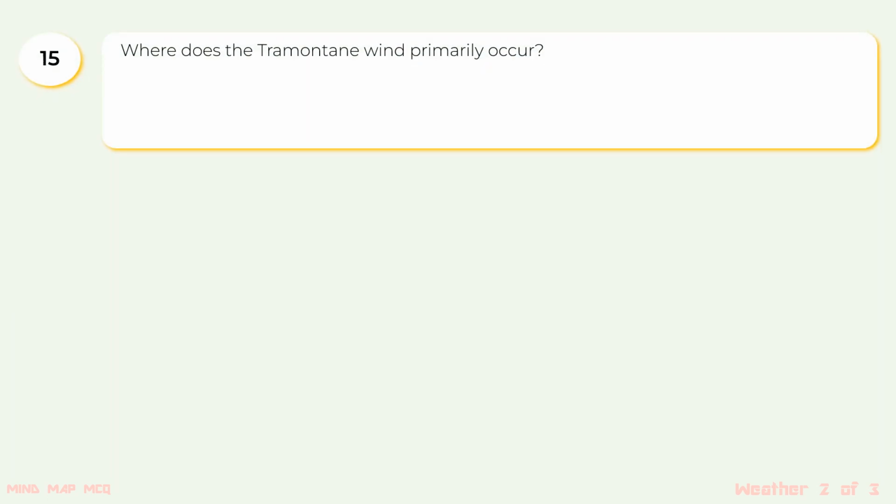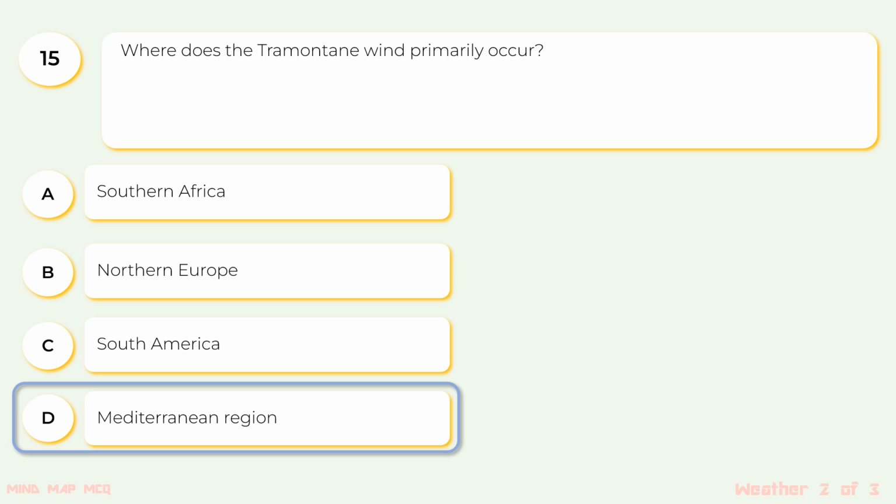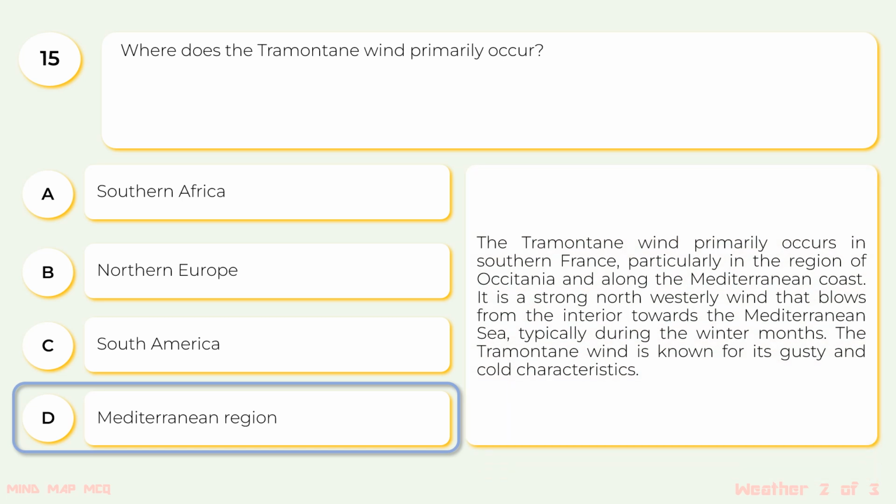15. Where does the Tramontane wind primarily occur? The options are A. Southern Africa, B. Northern Europe, C. South America, D. Mediterranean region. The correct option is D. Mediterranean region. The Tramontane wind primarily occurs in southern France, particularly in the region of Occitania and along the Mediterranean coast. It is a strong northwesterly wind that blows from the interior towards the Mediterranean Sea, typically during the winter months. The Tramontane wind is known for its gusty and cold characteristics.